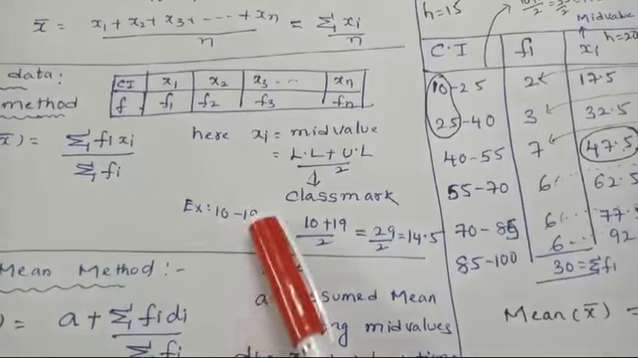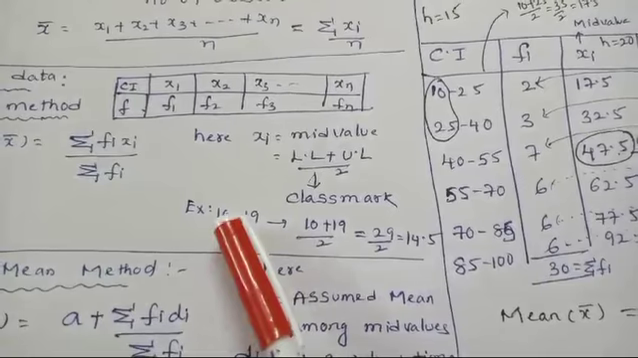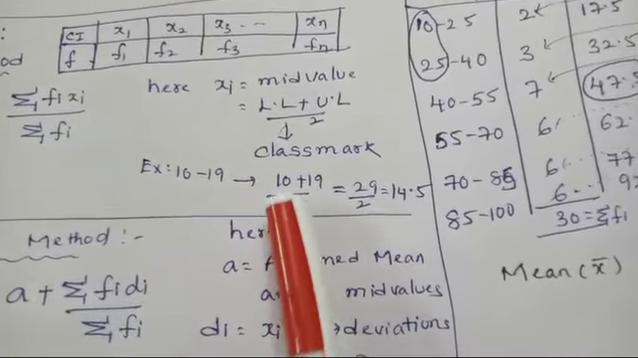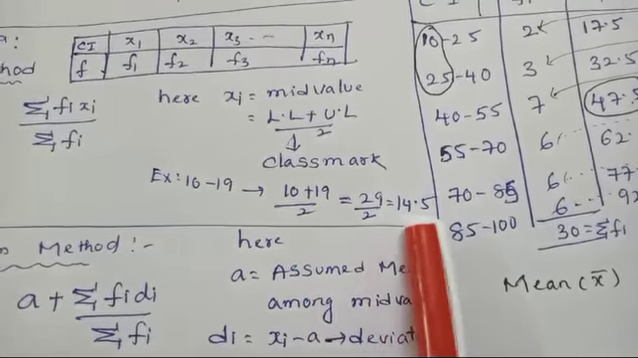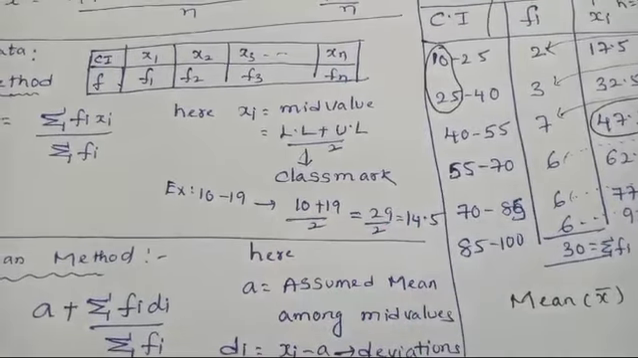Example: 10 to 19 is a class interval. The lower limit is 10 and the upper limit is 19. We take the average, 10 plus 19 divided by 2, which is 29 by 2. On calculation, it is 14.5, the mid value.